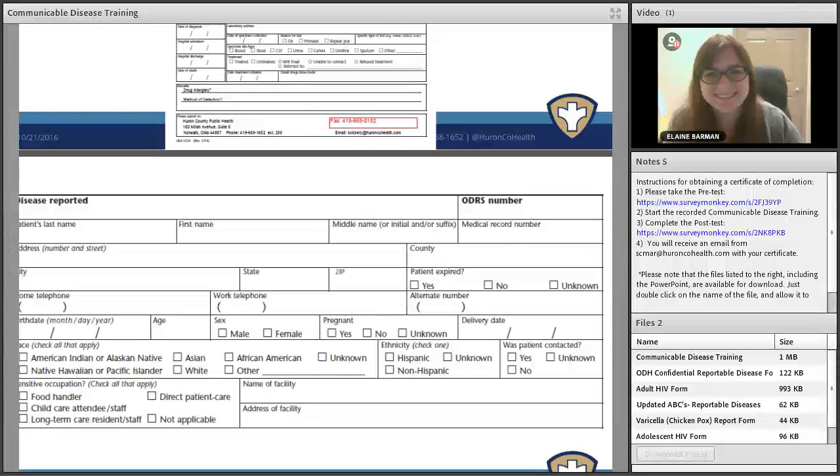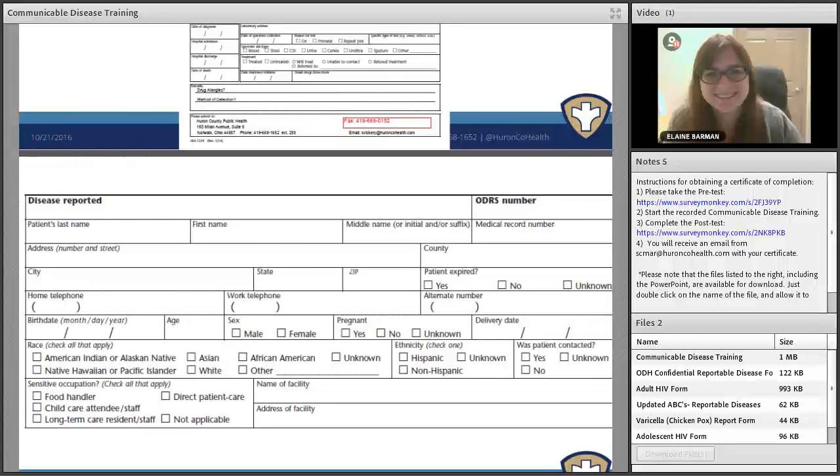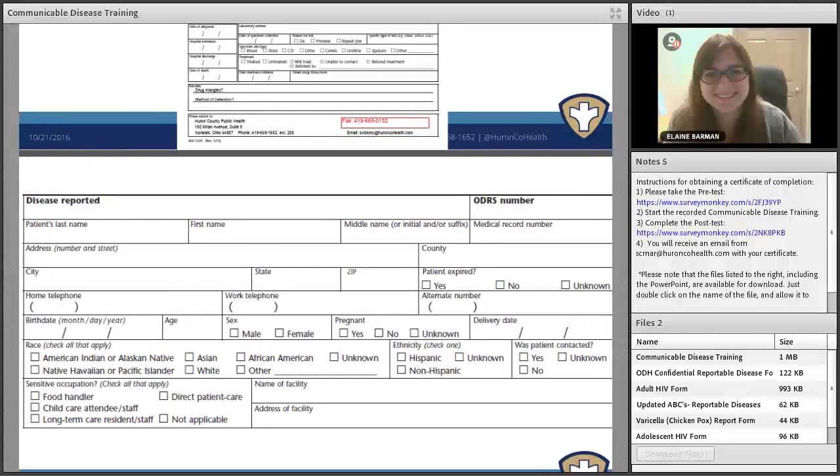Then we have the last name and the first name, middle name if possible, and medical record number. Now, medical record number is really important if you have it, because when I call a hospital, if I already have the number, I don't have to go through trying to find the patient with them. I can just give them the medical record number, and then they have the patient. So it's a lot easier when I'm trying to get information if that is included. Next is the address, county, city, state, and zip code.